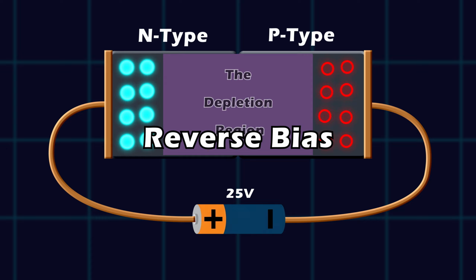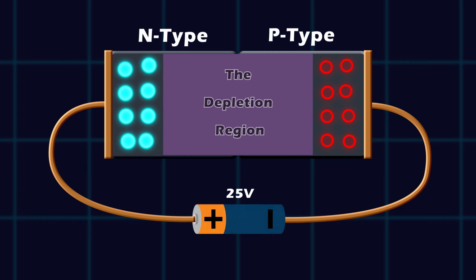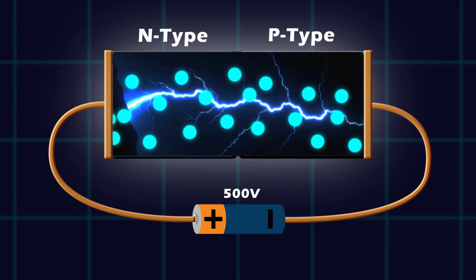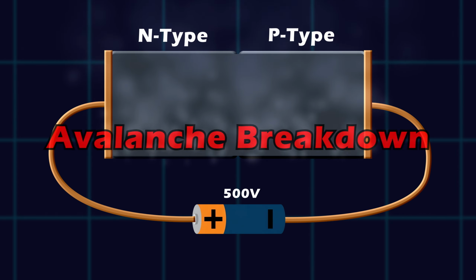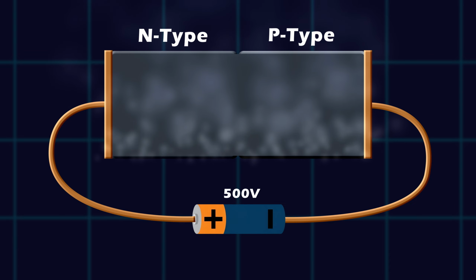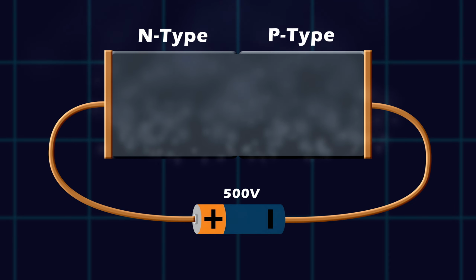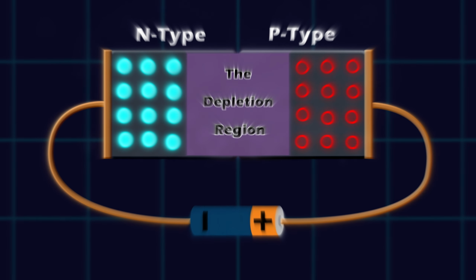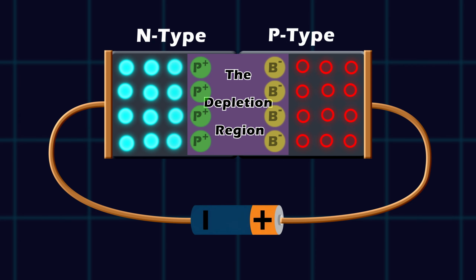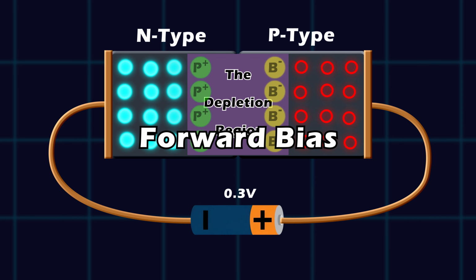But this wall is not invincible. If the reverse voltage is pushed beyond its limit, the barrier suffers an avalanche breakdown. The internal structure is forced open, and the junction can be permanently destroyed. But watch what happens if we flip the battery. Now we are in forward bias.